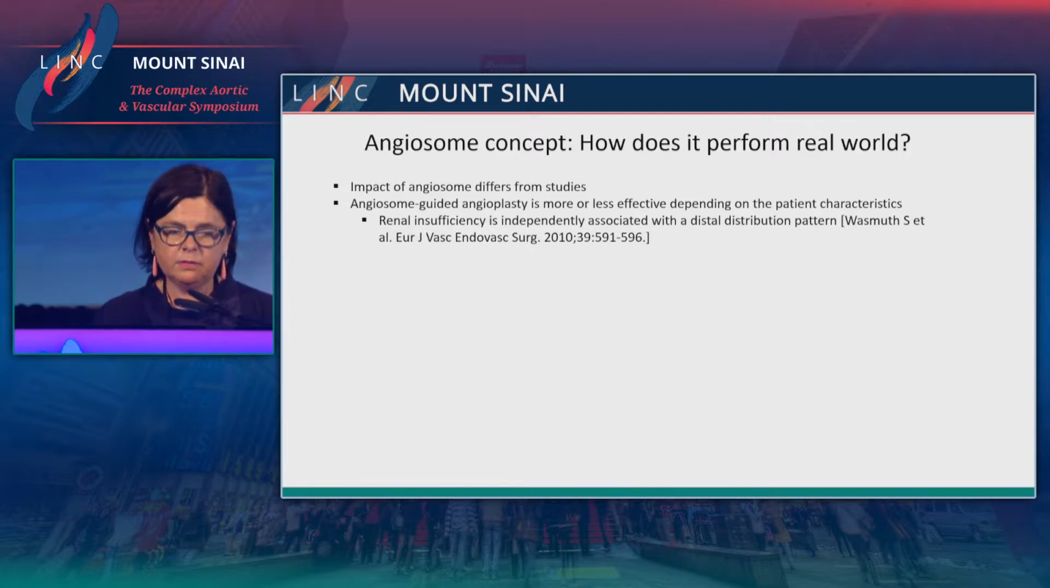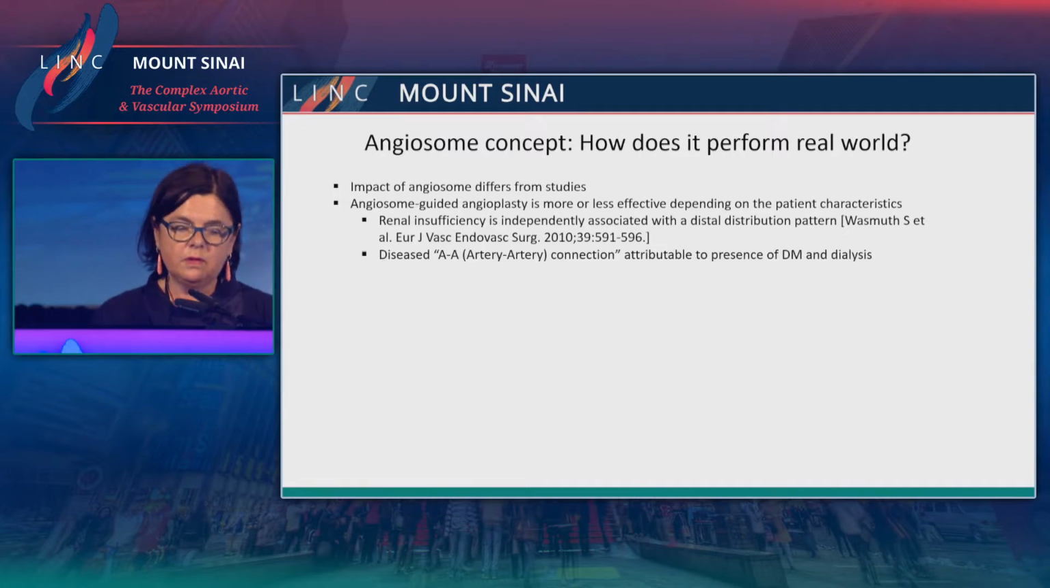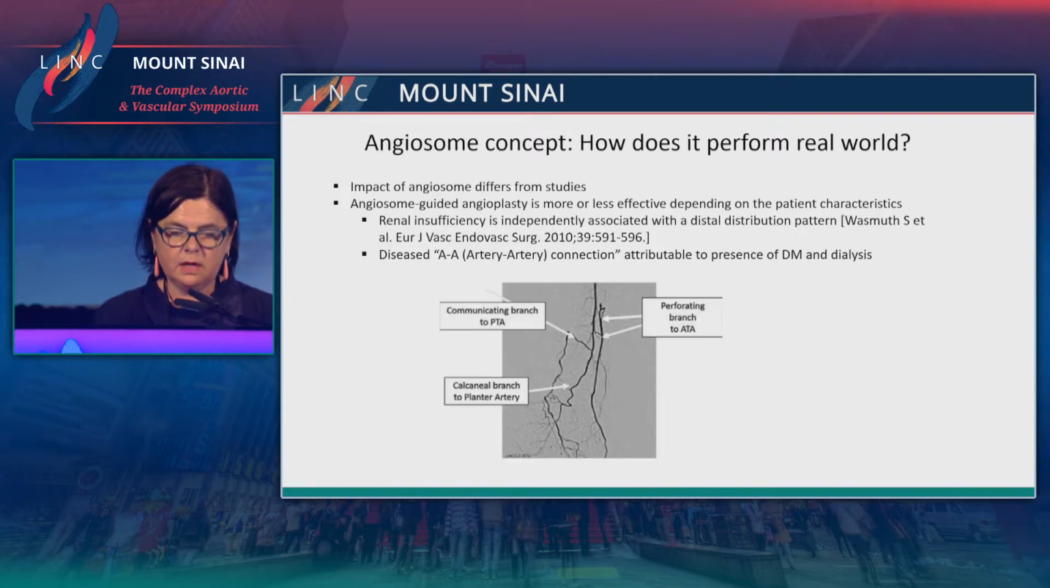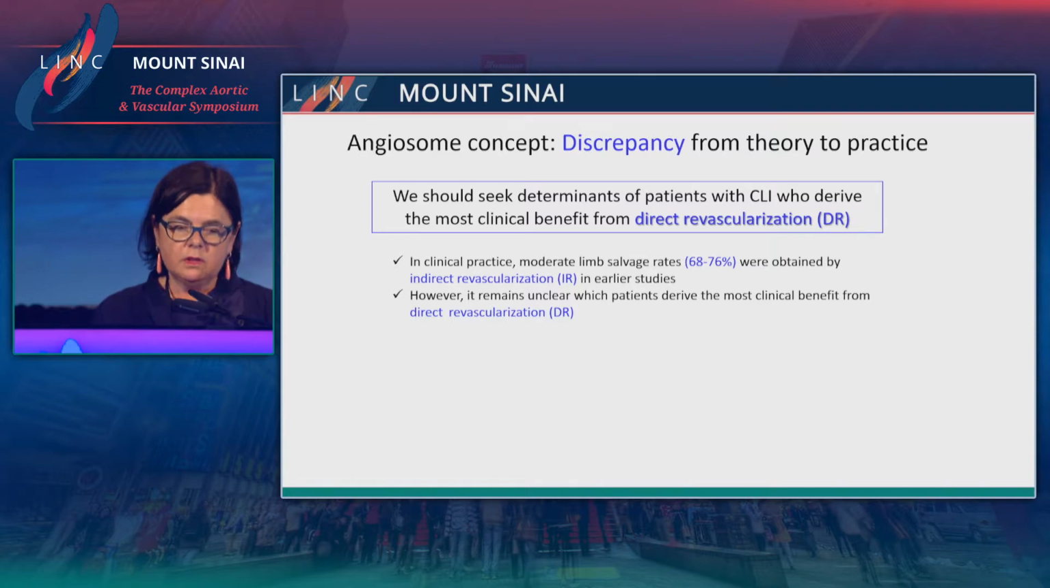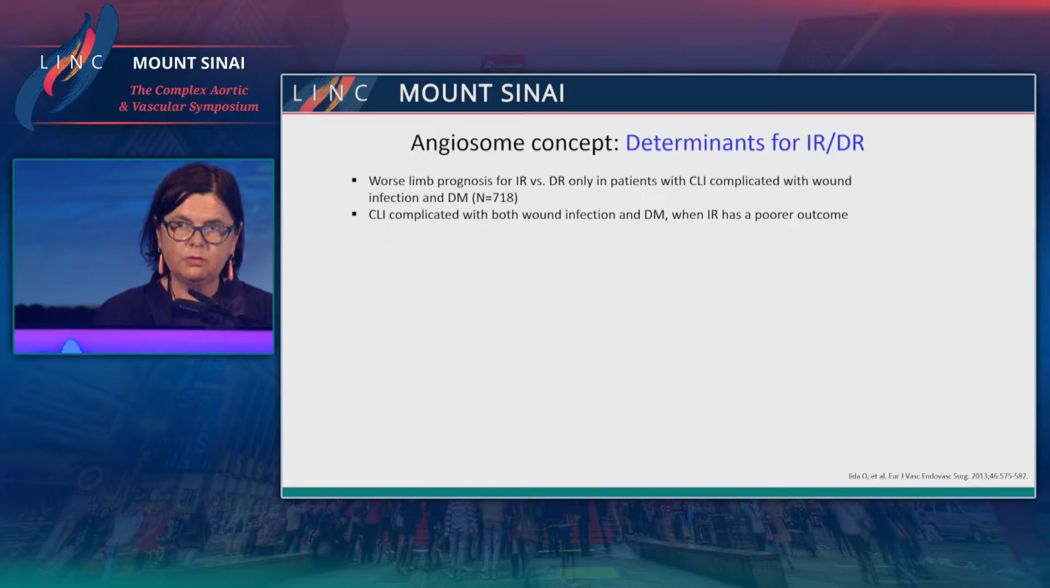For example, renal insufficiency is independently associated with a distal distribution pattern, which is worse. And if you have this diseased artery-artery connection, this is also very often the case in patients with diabetes and dialysis. So we should seek determinants, because there's a discrepancy from theory to practice. We should seek determinants of patients with CLI who derive the most clinical benefit from direct revascularization. Even if you do an indirect one, you can have limb salvage. So we have to look at what kind of patients we should choose for a direct or an indirect revascularization. Are the data out there?